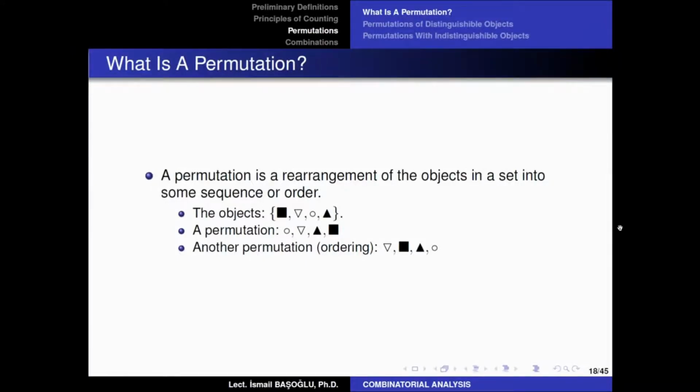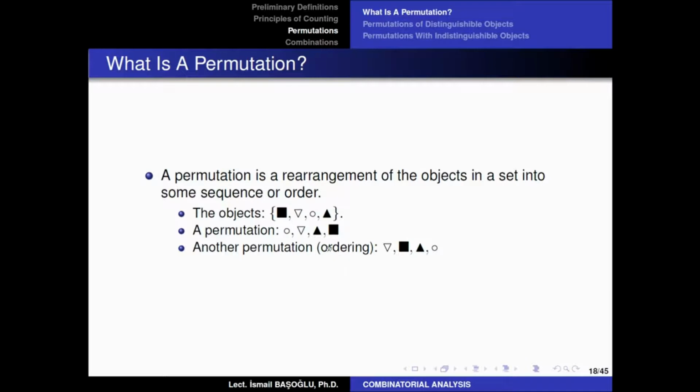Okay, the next topic that we are going to study is the concept of permutations. And first, we need to understand the definition of permutation. What is a permutation? A permutation is basically a rearrangement of the objects in a set into some sequence or order. So the shortest definition of permutation is ordering.